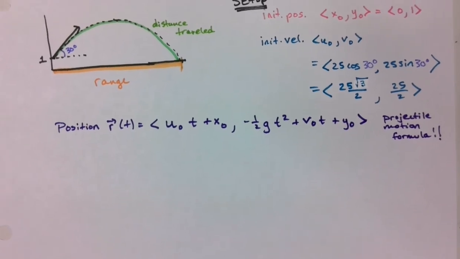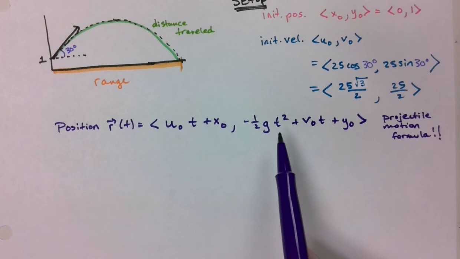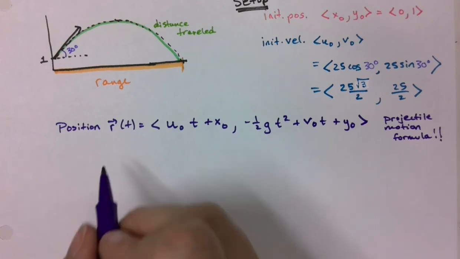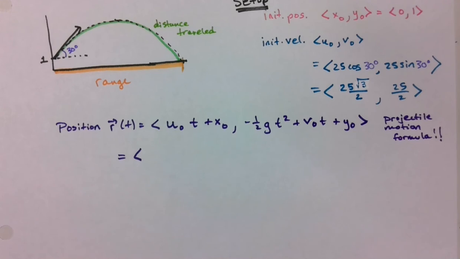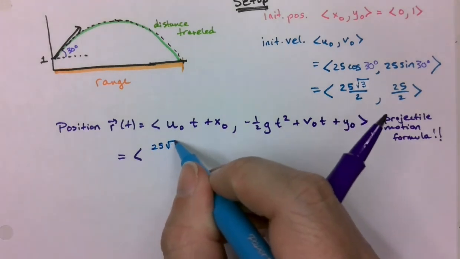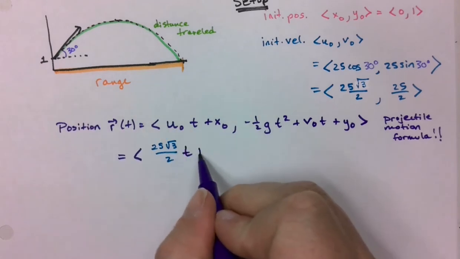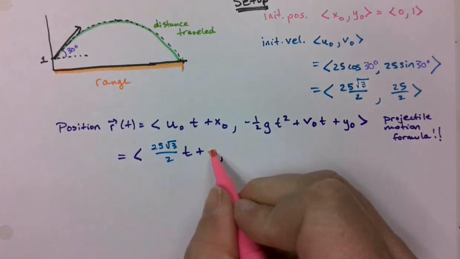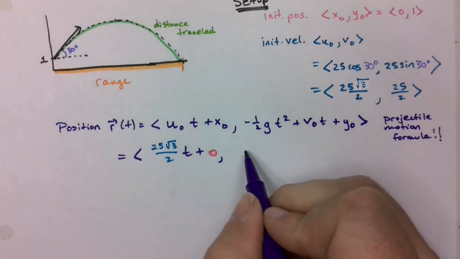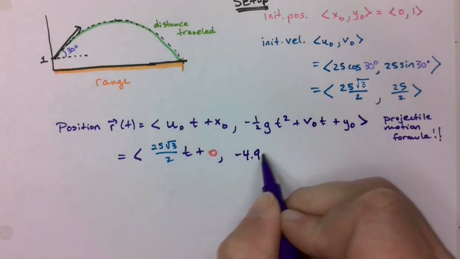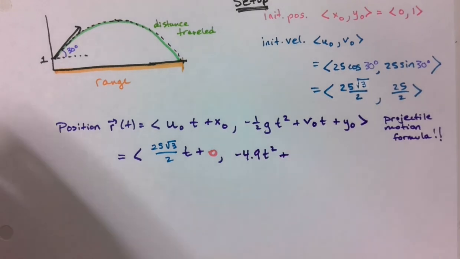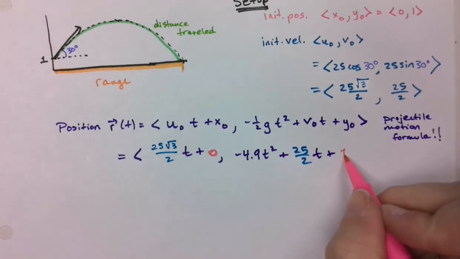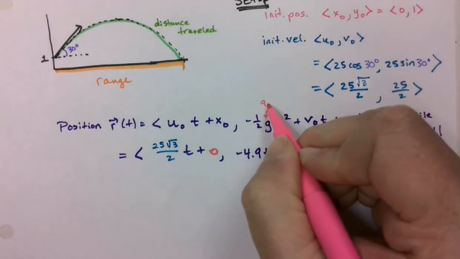Okay, well, I have my u0, I have my x0, I have my v0 and my y0, I have everything. And gravity, of course, is a constant. And since we're working in meters per second in this particular one, that's 9.8. So that means that I have u0, which is 25 square root of 3 over 2 times t plus 0, because our x0 is 0. And then negative 1/2 g, but g is 9.8, so that's negative 4.9 t squared plus v0, which is 25 over 2, t plus 1, because 1 is our initial height. That's 9.8, right there.